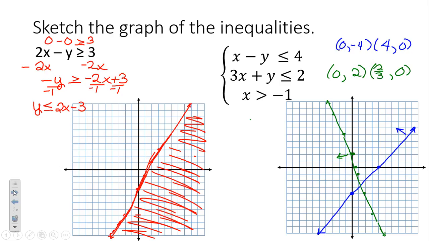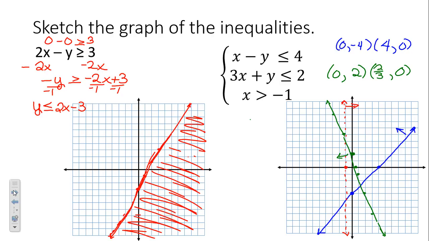Okay? So our last line is x is greater than negative 1. So find a place where x is negative 1. Vertical or horizontal line? Vertical. Solid or dashed? Okay? So we dash our line. Where is x bigger than negative 1? To the right. Okay? So we're going to the right.